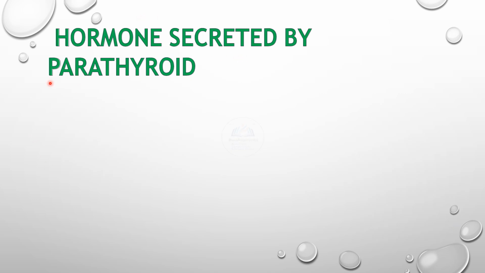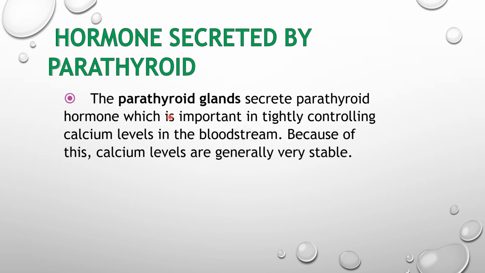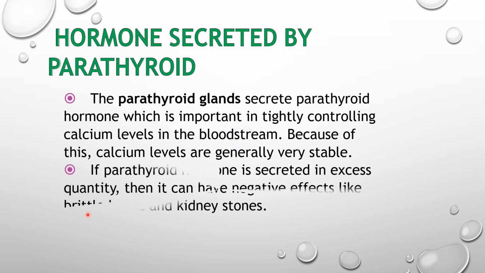Hormone secreted by parathyroid. The parathyroid gland secretes parathyroid hormone, which is important in tightly controlling calcium levels in the bloodstream. Because of this, calcium levels are generally very stable. If parathyroid hormone is secreted in excess quantity, then it can have negative effects like brittle bones and kidney stones.